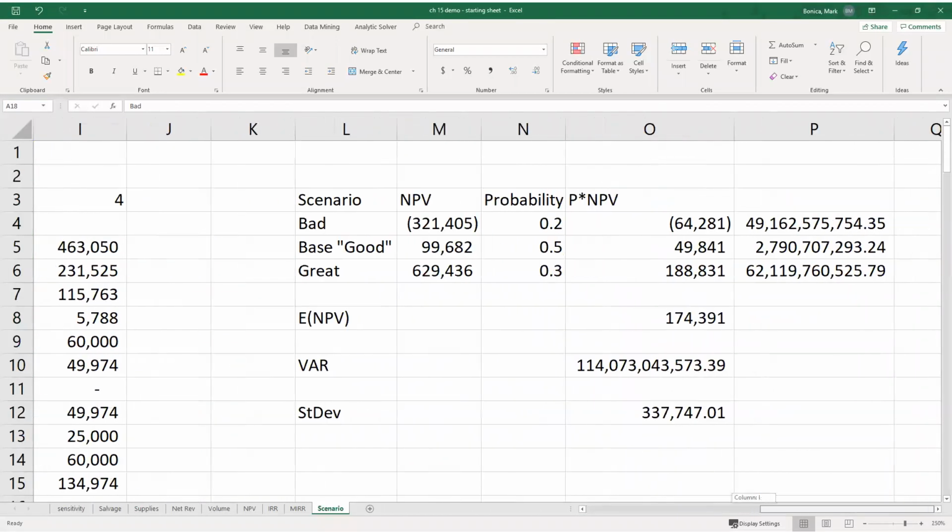So, scenario analysis. To summarize, with scenario analysis we want to come up with the 3 scenarios or more. You could have 4 or 5, however many would be appropriate. And you've got to think through that process.